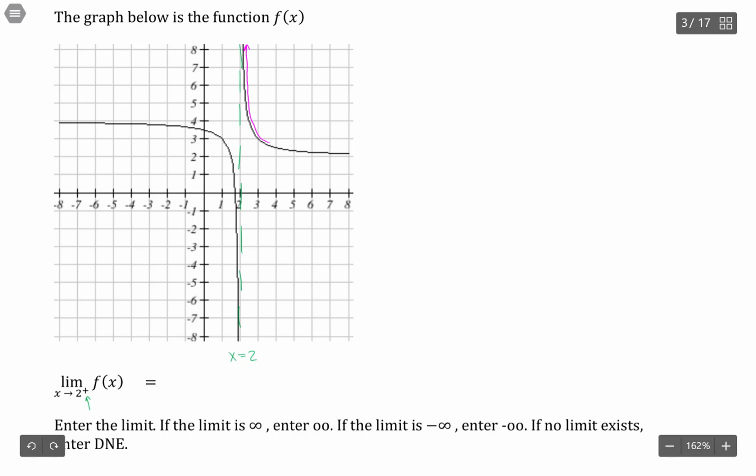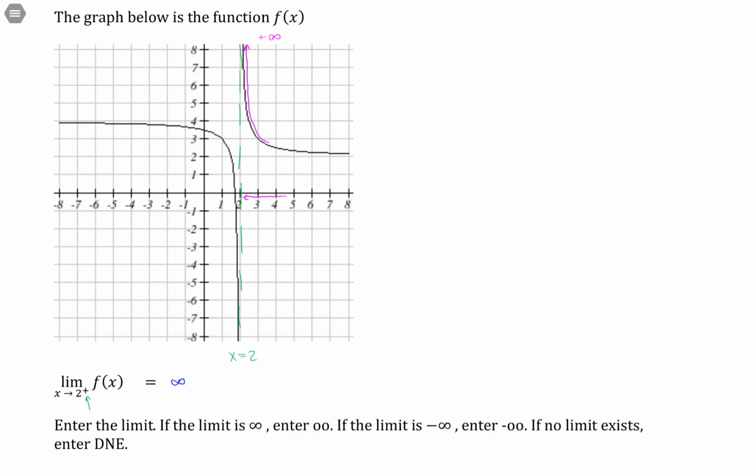So for instance, if I see what happens with my graph, as my x values get closer and closer to 2, so x here is approaching 2, but what's happening to y? The y values are getting larger and larger. They're actually going off to positive infinity. And so that's the answer to this particular limit. It's going to be infinity.